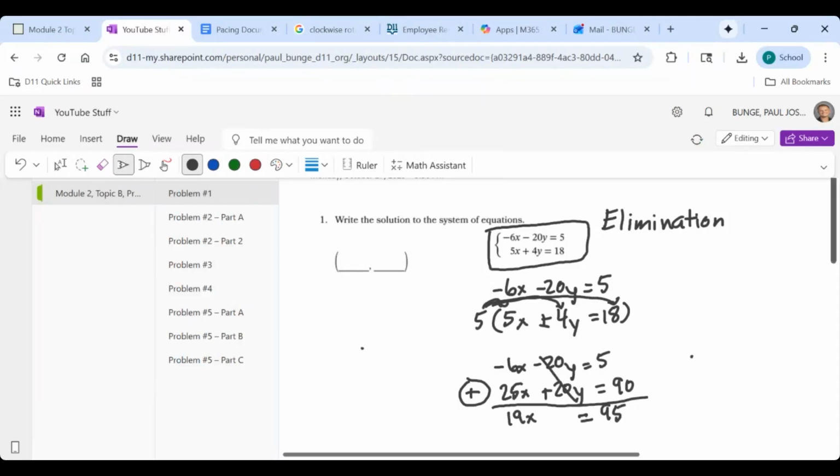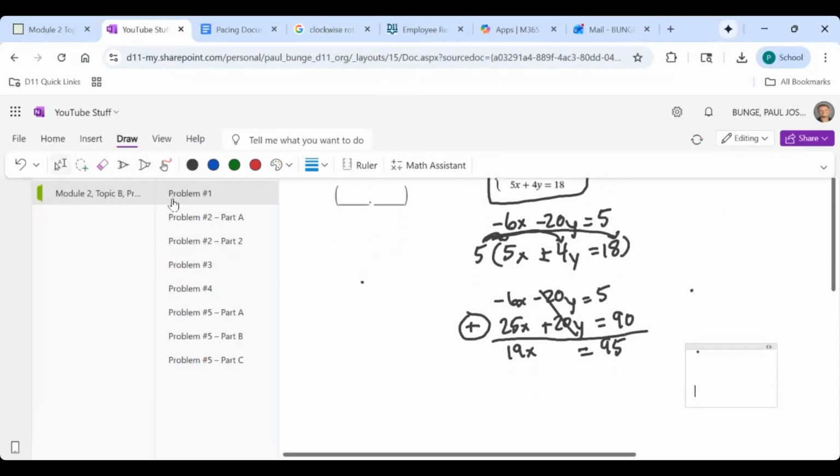Please be careful that if you are eliminating and you have positives and negatives, to pay attention to that, okay? So in order to get rid of the 19x, I'm going to divide by 19, divide by 19. So x is going to equal 5. Okay, so I'm going to put 5 where x is, but now I need to figure out what y is.